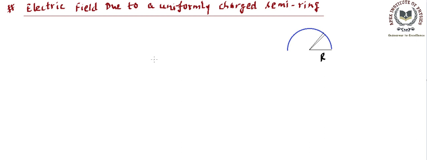We are learning electrostatics, and in that some important electric field formulas because of some charge distributions. Here we are going to discuss the electric field due to a uniformly charged semi-ring.